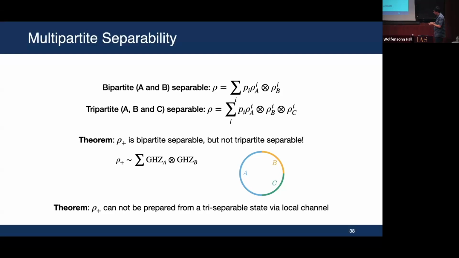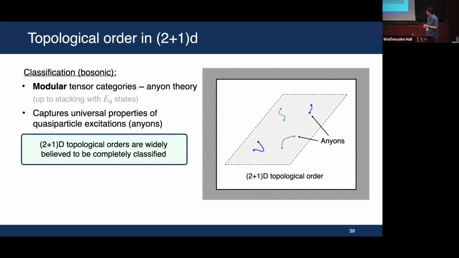Okay, so this is one example. Now let me move on to the next one, which is now in one dimension higher, in 2+1 dimensions. Okay. So there are a large number of results or beliefs, well-motivated conjectures about what pure state topological phases look like in 2+1 dimensions. And there's even a classification that's strongly believed.